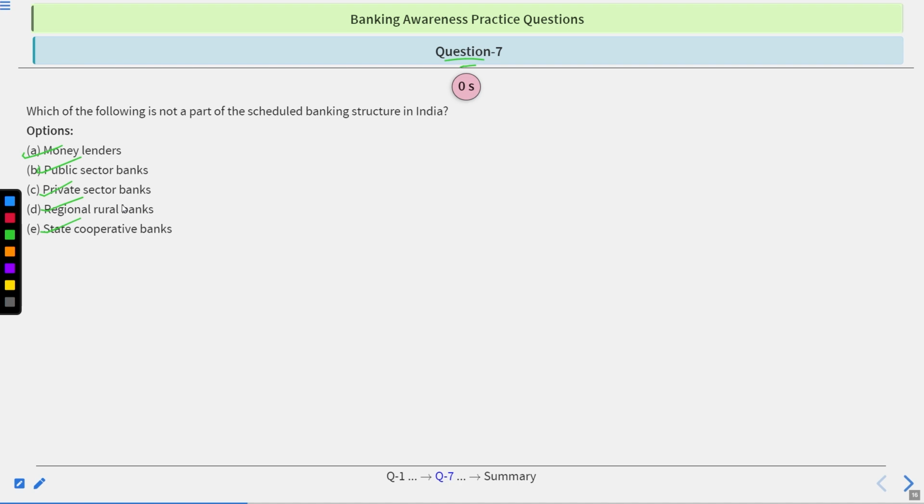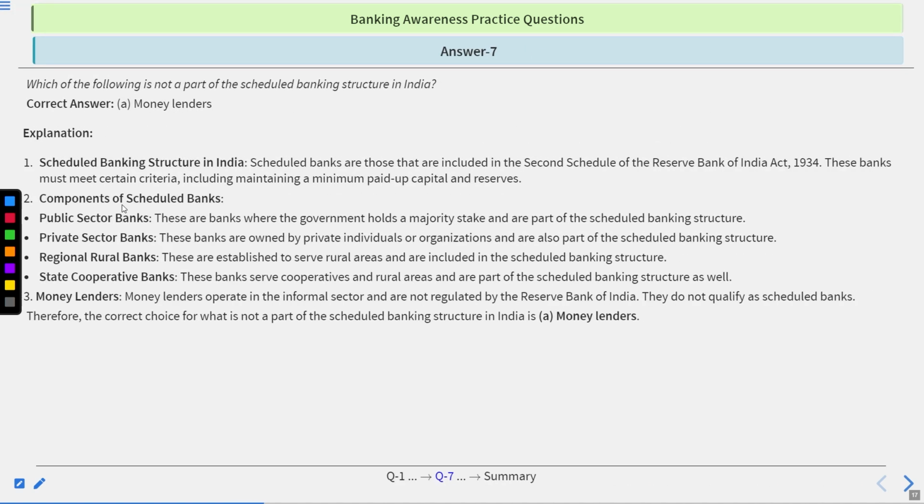Okay, the time's up. So the correct answer is money lenders. Explanation. First, scheduled banking structure in India. Scheduled banks are those that are included in the second schedule of the Reserve Bank of India Act 1934. These banks must meet certain criteria, including maintaining a minimum paid-up capital and reserves.